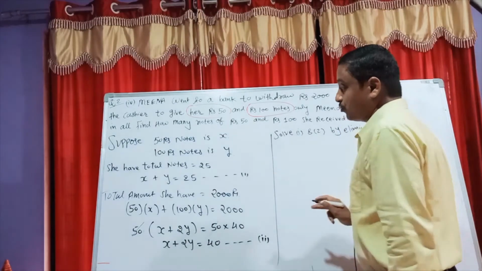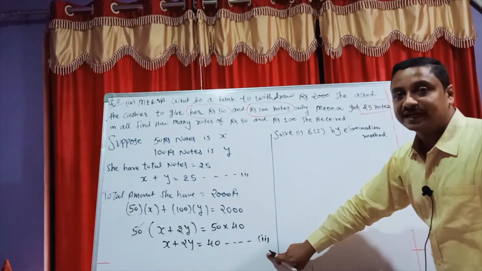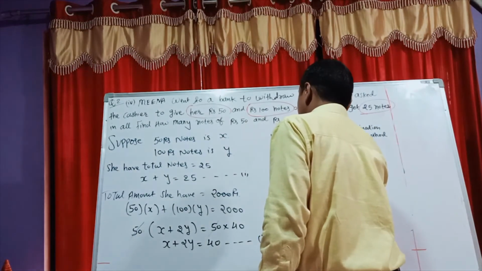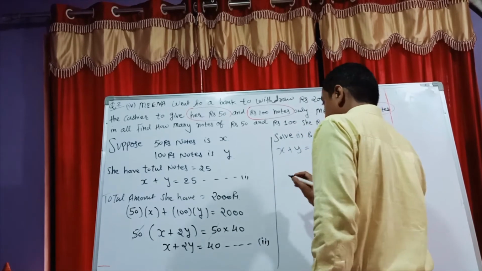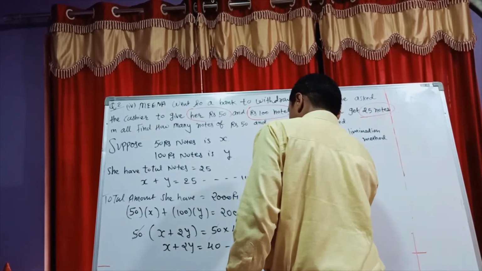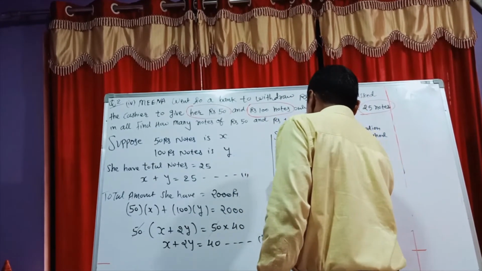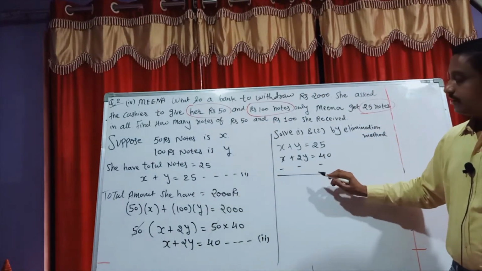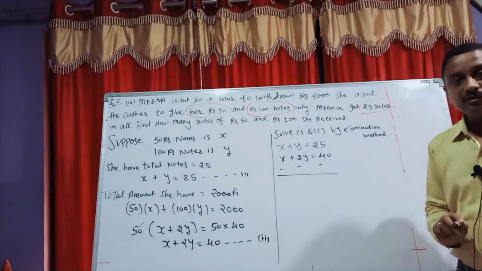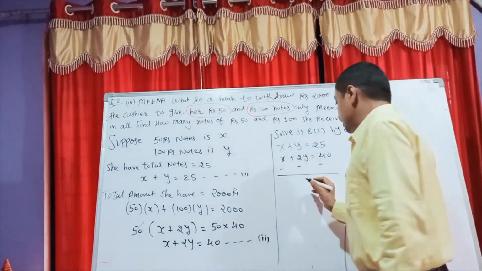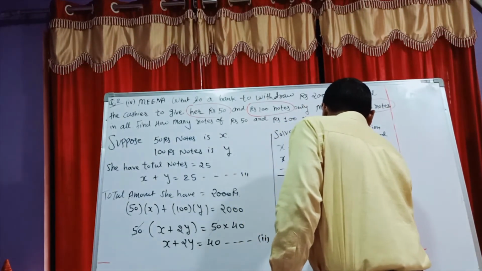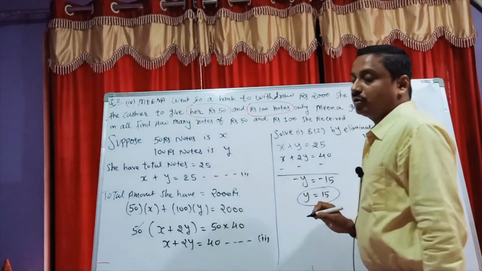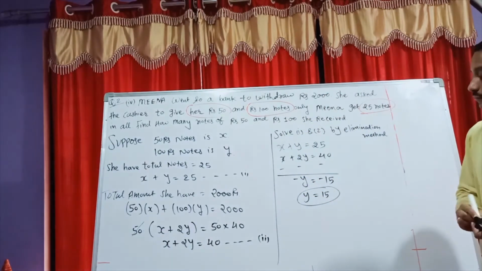It's very easy, students. For the first and second equations, I just apply our basic elimination method. x plus y equals 25, and here x plus 2y equals 40. Just minus, minus and minus. Here the signs are opposite, and x cancels. How much is y minus 2y? Yes, minus y. And here minus 15. So y is only 15.